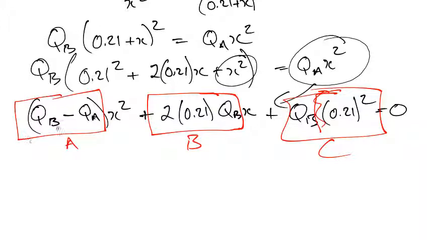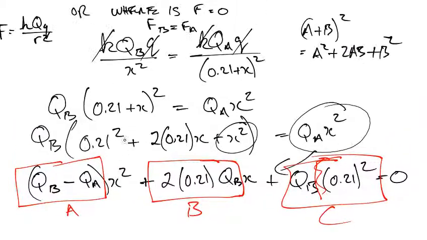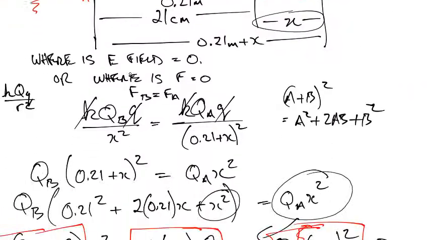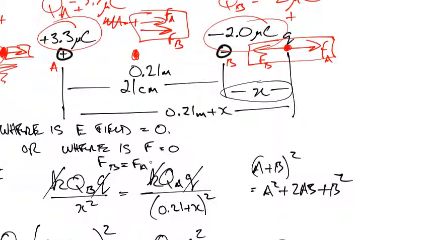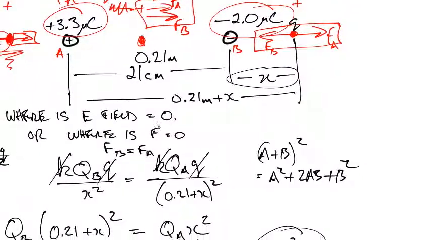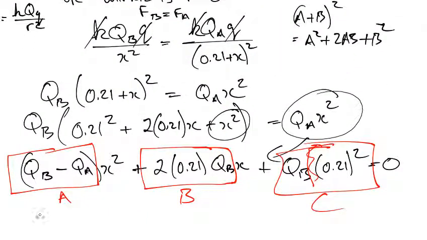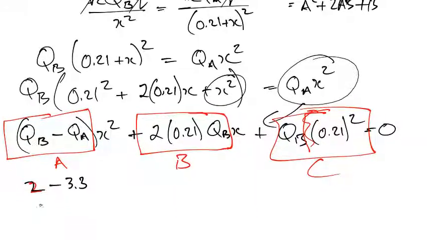So B was, geez, I forgot now, 3.3 and 2. There we go. Okay, now wait a minute, B was 2, right? 2 minus 3.3, got to get that straight. So we've got a negative 1.3 microcoulombs here.